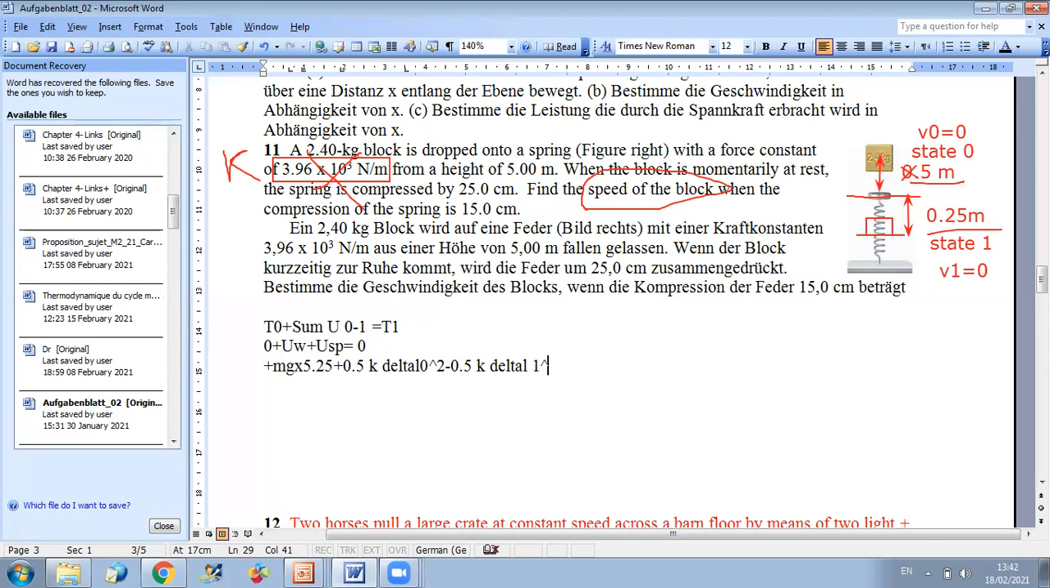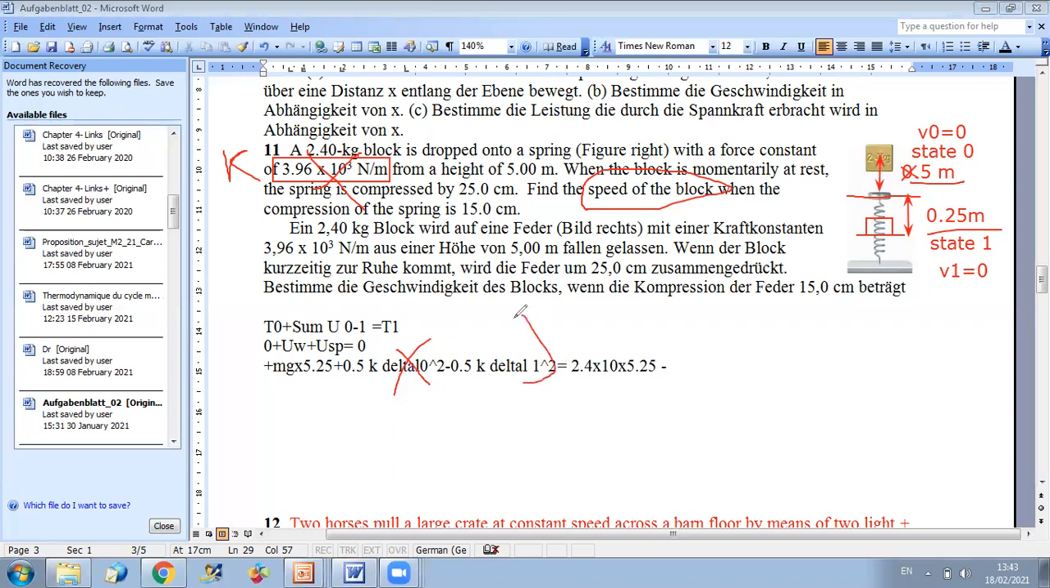But we know that initially the spring is unstretched. I will replace m by its value. It's a 2.4 kilogram block, so 2.4 times g, which is 10, times 5.25, minus... we said delta L at state 0 is 0, so this will cancel out, because initially the block was far from the spring, and the spring was unstretched.